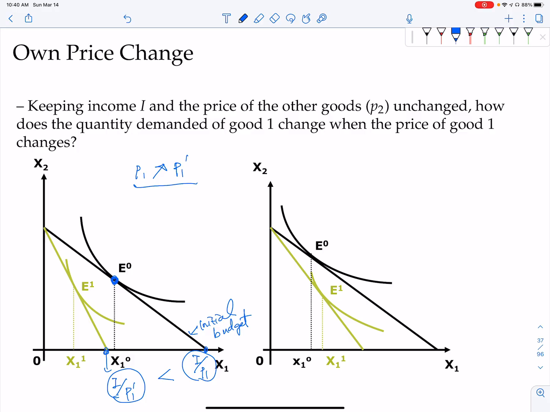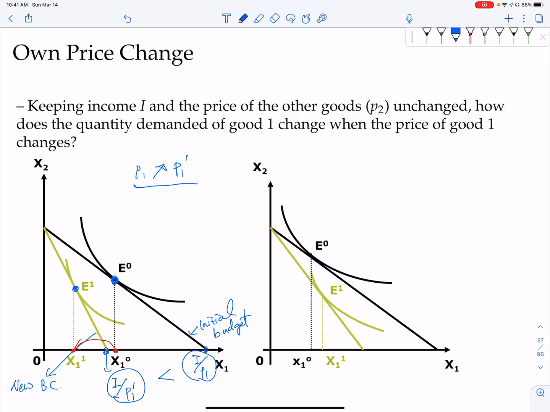So at the new budget constraint, your optimal decision is somewhere here, right? So using that, you can see what happened to the optimal decision for X1. The optimal decision has gone down. So price goes up and demand goes down. That's a very familiar situation, right?